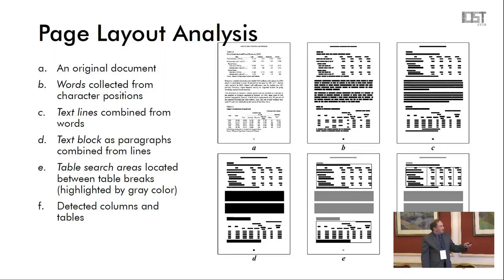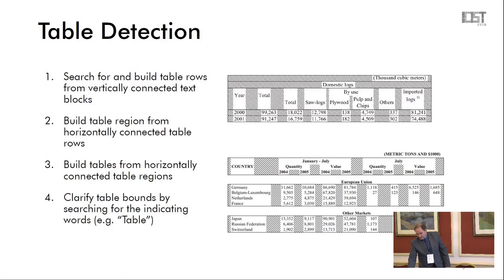This slide presents different stages of page layout analysis and page layout recovery. In A, we have an original PDF document, and after that we collect words from characters' positions. Next, we analyze text lines combined from words, then aggregate text blocks as paragraphs, and we try to search for table areas or graphical areas between paragraphs, between textual blocks. And the final stage is detection of the structure of tables, I mean cells, columns, rows, and so on.